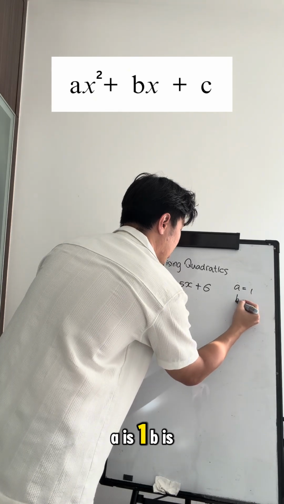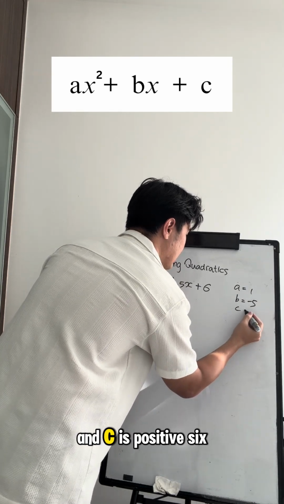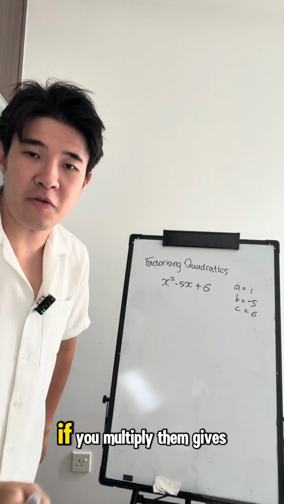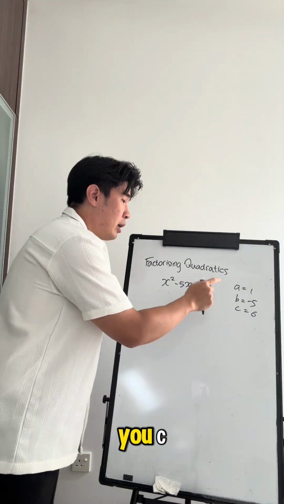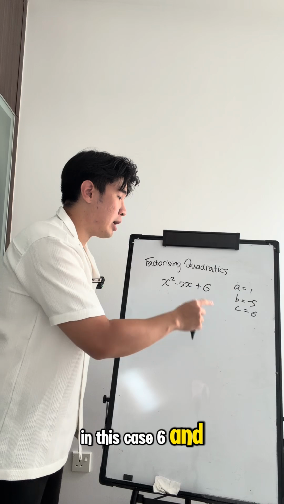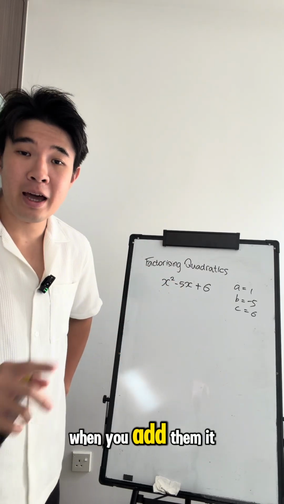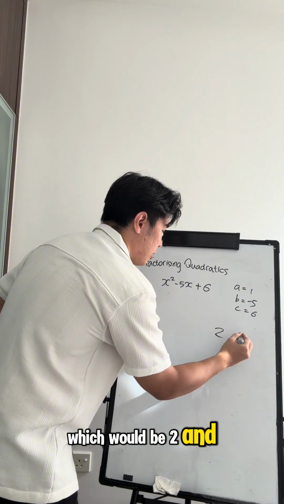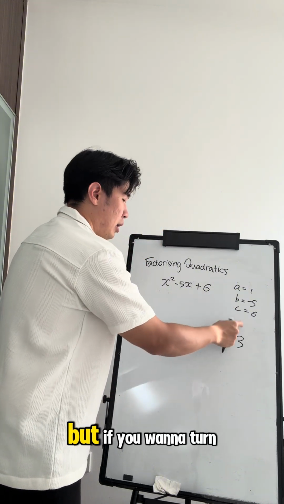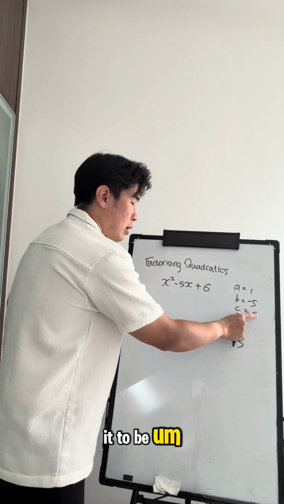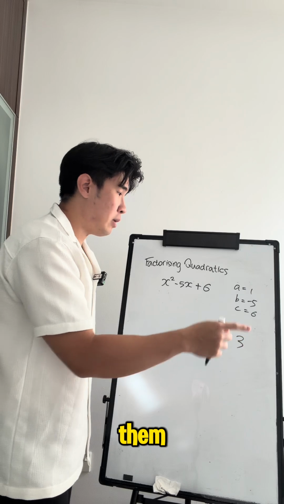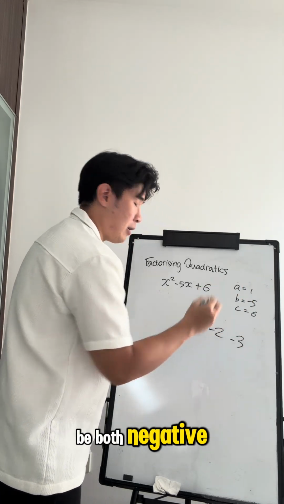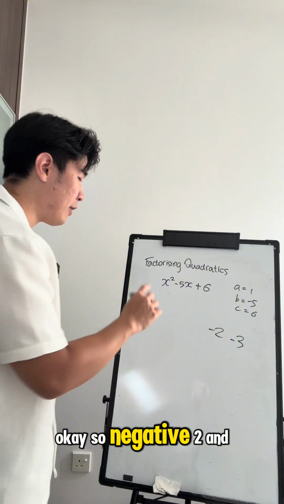a is 1, b is -5, and c is positive 6. Next, we need to find two numbers. If you multiply them, it gives you c, in this case 6, and when you add those two numbers, it gives you -5, which would be 2 and 3. But if you want it to be positive 6 when you multiply them, and -5 when you add them, they must both be negative. Okay, so -2 and -3.